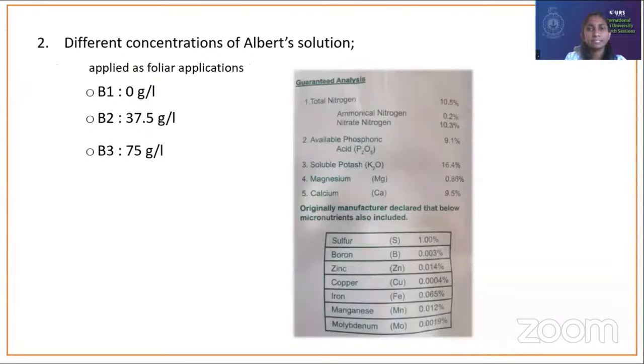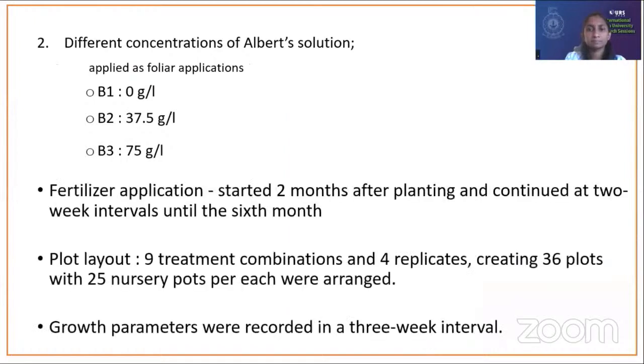The second factor is the concentration of liquid fertilizer, or Albert solution. The 3 levels are B1, 0 grams per liter, B2, 37.5 grams per liter, and B3, 75 grams per liter. Fertilizer was applied as a foliar application starting from 2 months after planting and continued at a 2 week interval. With 3 levels for 2 main factors, there were altogether 9 treatment combinations and 4 replicates per treatment. Growth data were recorded at a 3 week interval.